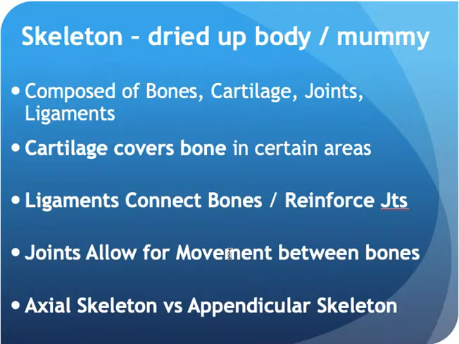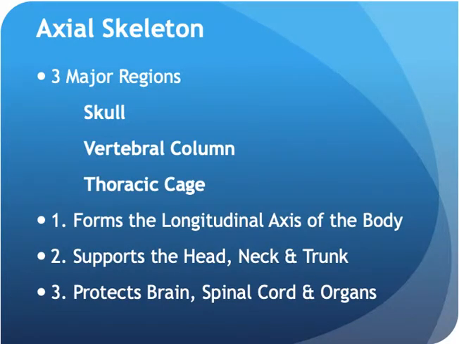One of the main things we're looking at in this chapter is that we have two parts of our skeleton, and one is going to be the axial skeleton. That's what we're going to look at in parts 1 and 2, and then we're going to look at the appendicular skeleton, which is going to be more our arms and our legs. So when we're talking about the axial skeleton, we're talking about three major regions: the skull, the vertebral column, and the thoracic cage.